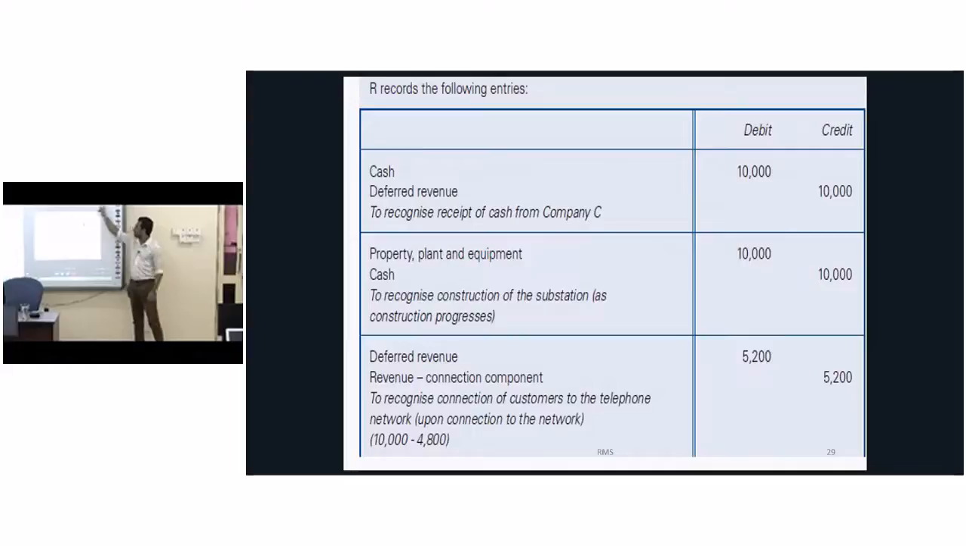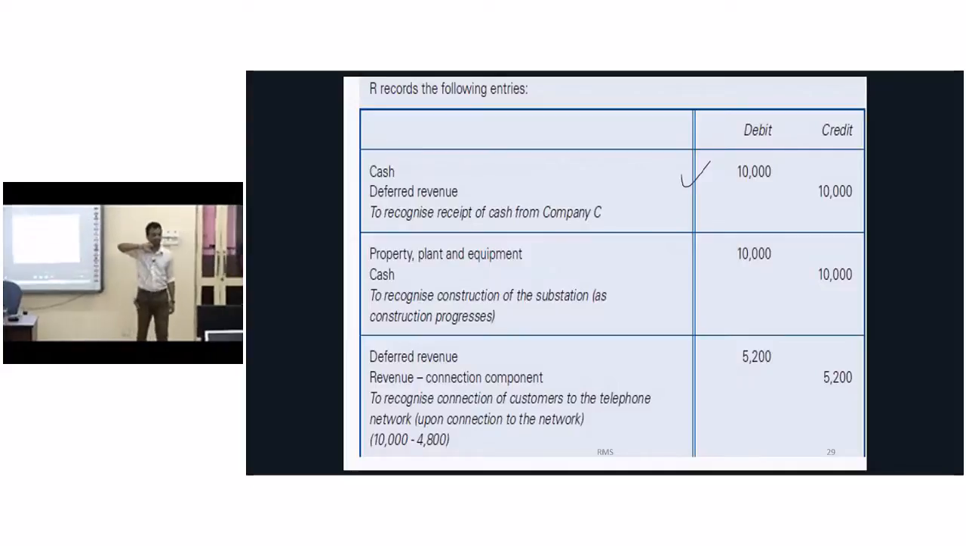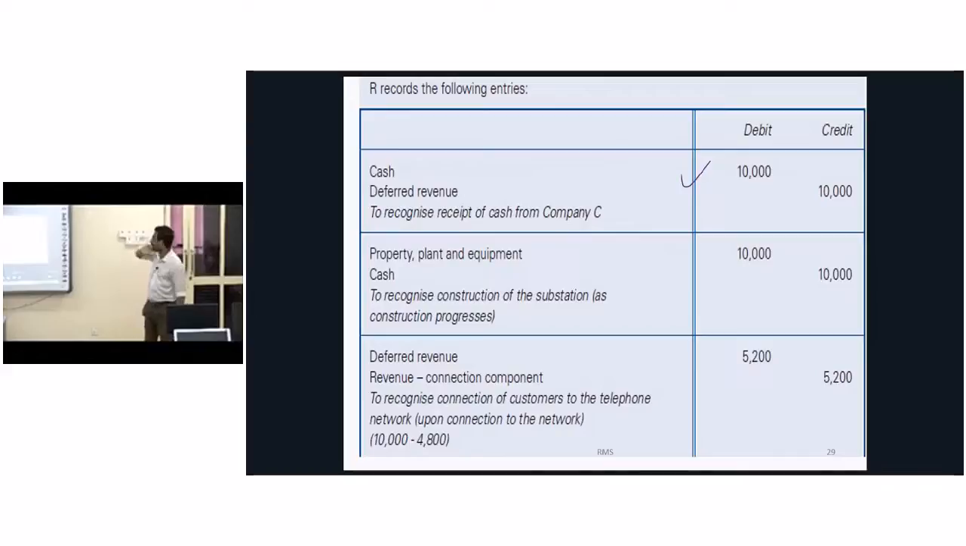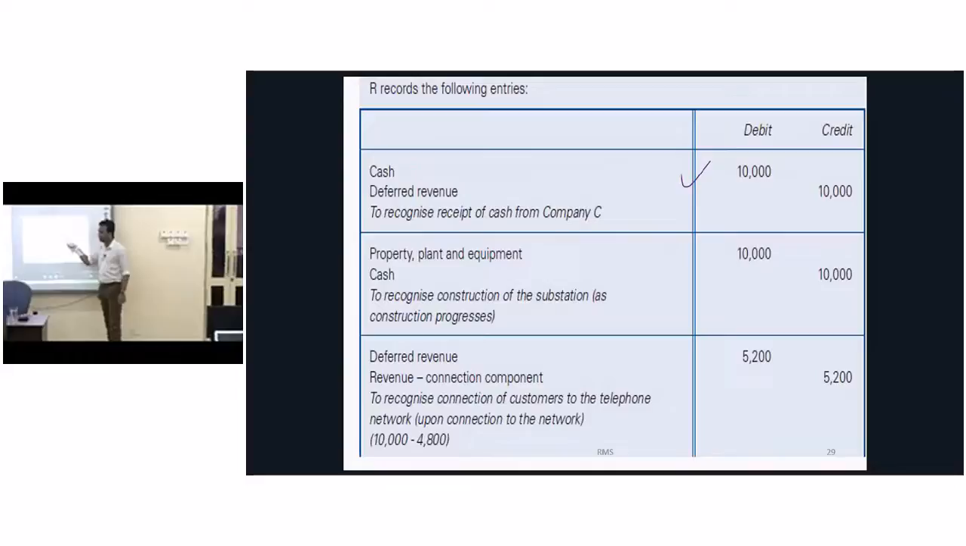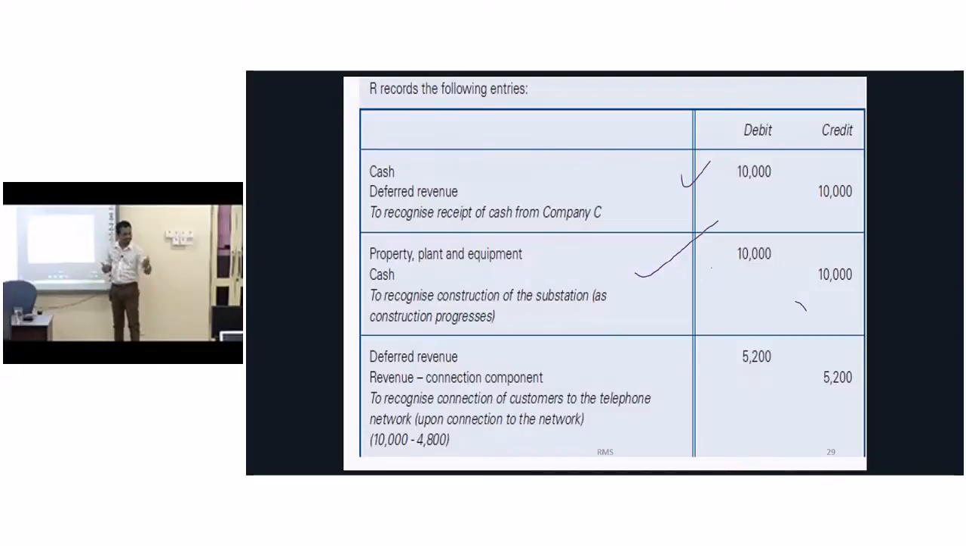Now cash debit 10,000, right? The company will get cash. And deferred revenue credit 10,000. By spending that money, look, the company should construct the asset. Then PPE debit, cash credit. Now here we assume the same amount of money we receive, we spend on construction. Is it practical every time? No, there may be deviation. No worries. Deviation will be absorbed inside the cash. We will do that kind of question also. Then deferred revenue.